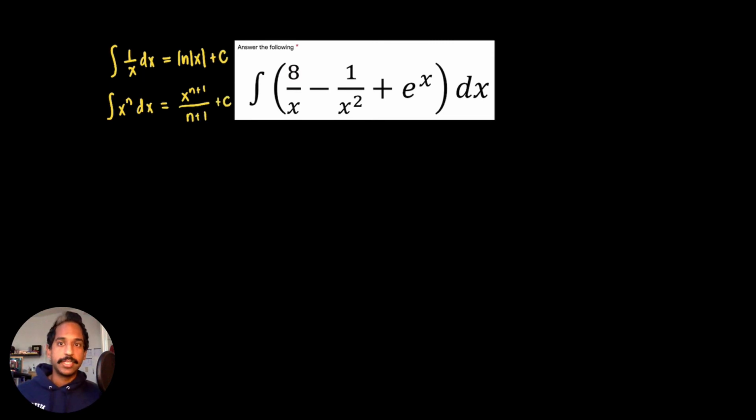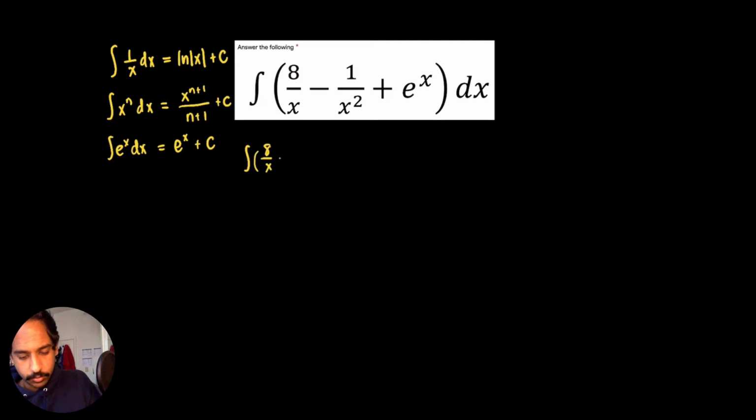And the final rule I see that we're going to need to remember is that the integral of e to the x, which should not come as a shock to you, will just be e to the x plus c. So these three rules we're going to apply now. So I see the integral of 8 over x, I'll put parentheses, minus 1 over x squared plus e to the x dx will equal.